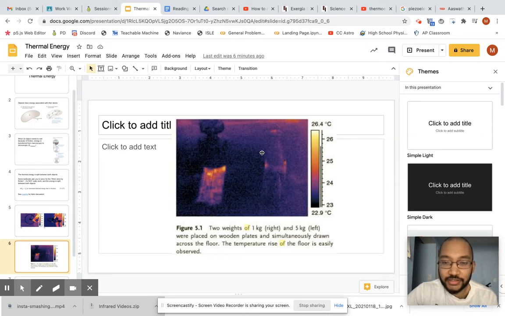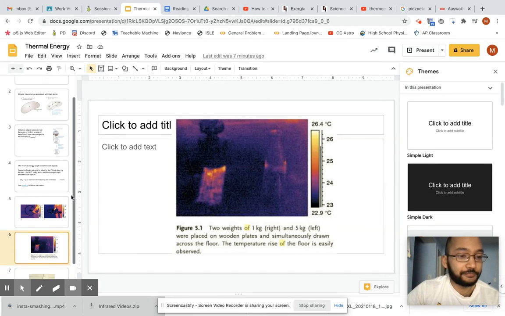It may be a little hard to see here, but there are two weights. The one on the right is 1 kilogram, and the one on the left is 5 kilograms. When they slide across the floor, the larger weight has the larger change in thermal energy because it has a heavier mass. There'd be more kinetic energy to start with for a given speed, and more thermal energy.